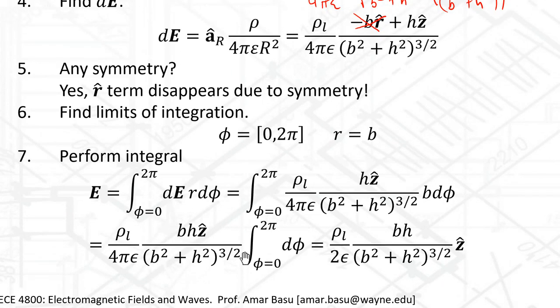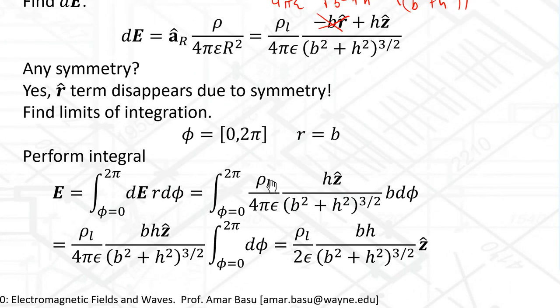Now in this case, notice the form of the integration that we have. This is slightly different from the previous problem, so the math is actually easier. Let's look at all these variables. Does rho L vary as a function of phi? In this problem, it's a constant. It doesn't vary as a function of phi, so that goes outside of the integral. 4 pi epsilon goes outside of the integral. And none of this is a function of phi. The height is not a function of phi, the radius is not a function of phi. So everything here goes outside of the integral. The only thing left in the integral is d phi.